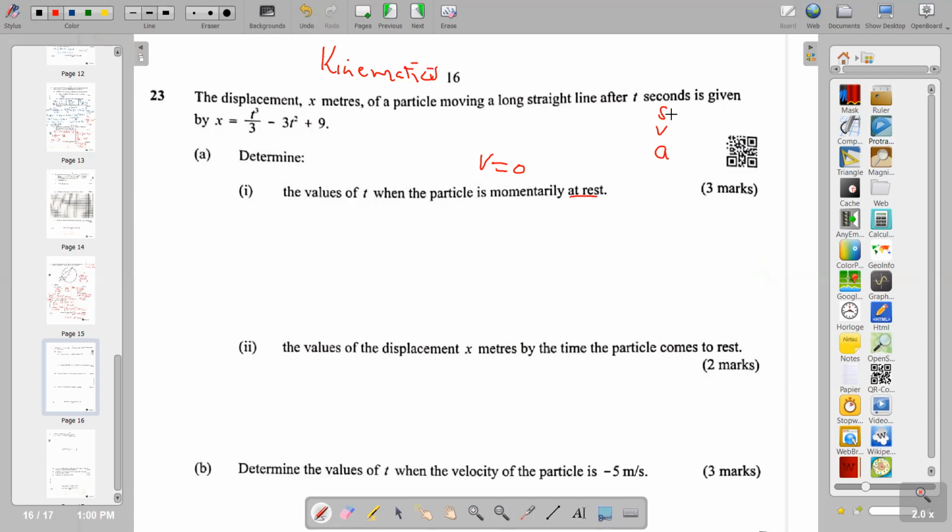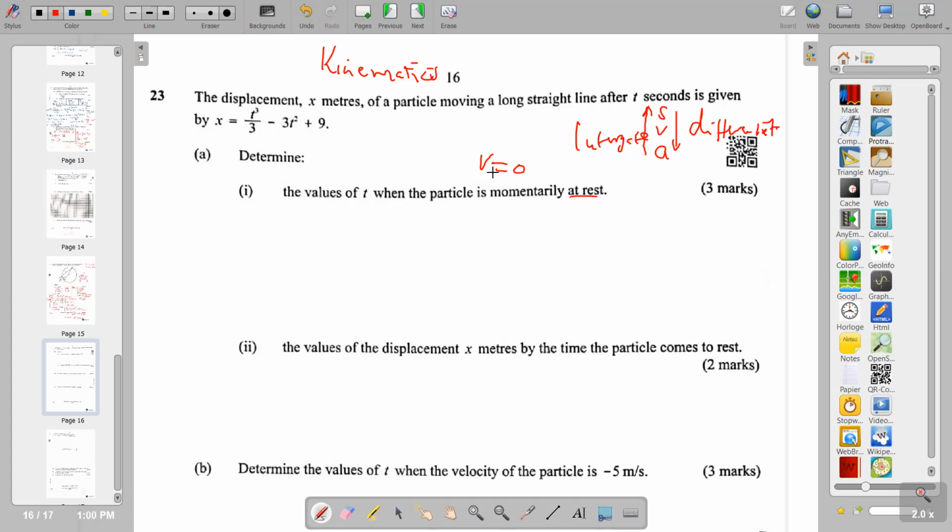If you are given the equation of displacement and you want to find velocity or acceleration, you're going to move down, and for this you differentiate. If you're given the equation of acceleration and you are required to find velocity or displacement, or given the equation of velocity and required to find displacement, you're going to move up, and for this you integrate. Moving up is paper 2, moving down is paper 1. So for this one, you're moving down.